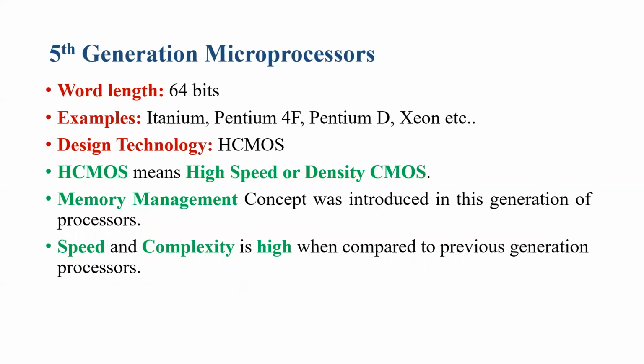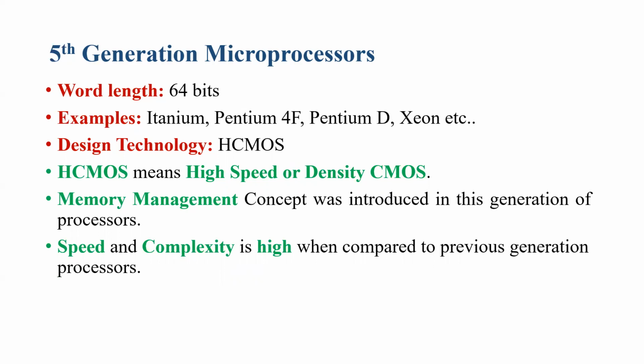Then coming to the last, the 5th generation processors. Their word length was 64-bit. Some examples for 5th generation processors are Itanium, Pentium 4, Pentium D, Xeon. Right now we are using i3, i5, i7 processors. All these come under the 5th generation microprocessors. These examples are from Intel. The design technology is the same as the 4th generation, HCMOS. We know that HCMOS means high speed or high density CMOS technology.